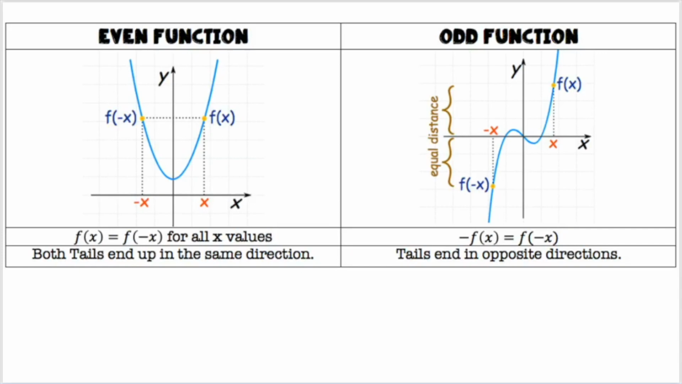So if that is an equal distance on the left and the right, then that would be an odd function if both the x and y are negative. And then an even function if just the x is negative on the opposite side.